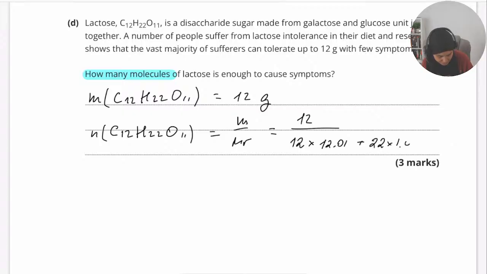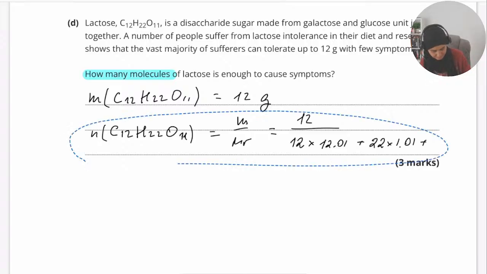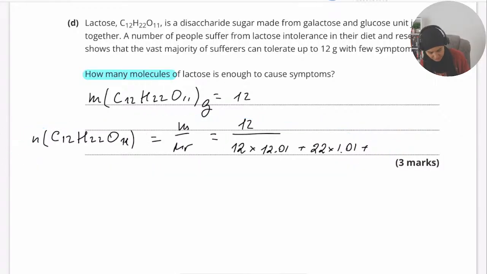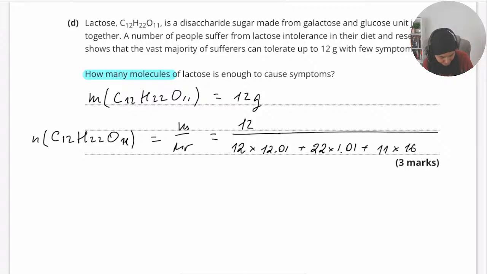plus 11 oxygens. Oh no, my G went. Okay, and then 11 oxygens, so 11 times 16. That's the moles. 12 over 12 times 12.01 plus 22 times 1.01, plus 11 times 16.00, by the way. That's 0.035.